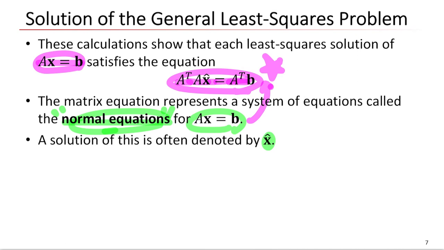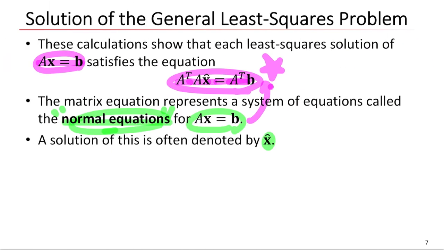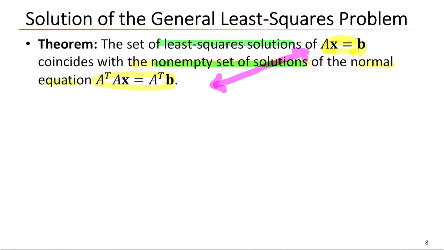Here is the theorem. The set of least squares solutions of Ax = b coincides with the non-empty set of solutions of the normal equation A transpose A times the vector x equals A transpose times vector b. I mean, the least squares solutions of Ax = b and the solutions of the normal equation coincide. So this is very intuitive.